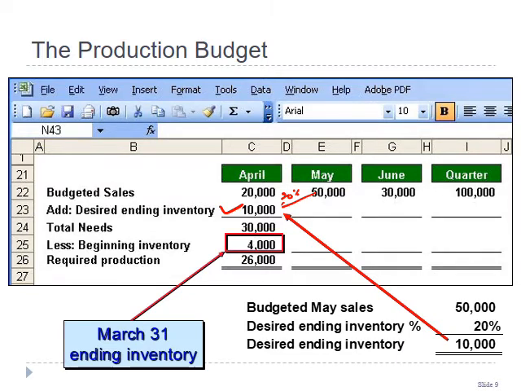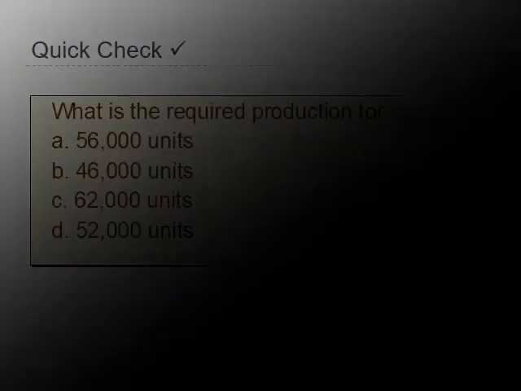So it means total need: our budgeted sales of 20,000 units plus 10,000 ending inventory. It means now we have to make how much? 30,000 in the month of April. And let's not forget that March 31st ending inventory, which serves as the beginning inventory in April, is 4,000. It means out of 30,000, 4,000 is already in hand. So how much is the need for production? 26,000.